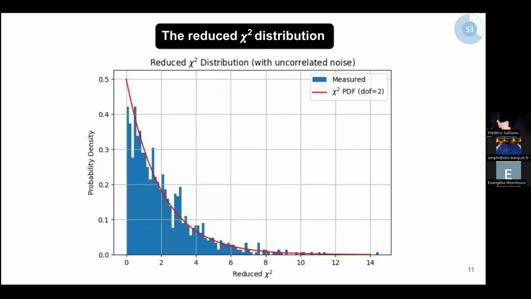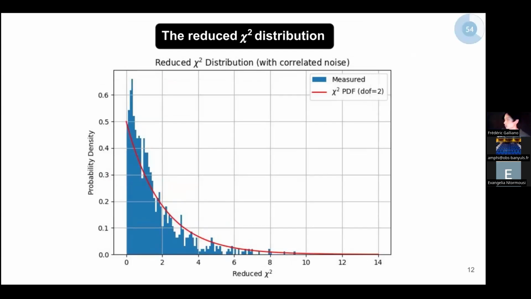And also, we can plot the distribution of the chi-square for all the fits. And we can find that for the uncorrelated noise case, this distribution matches really well with the theoretical PDF of the chi-square for the degrees of freedom of our case, basically 2.